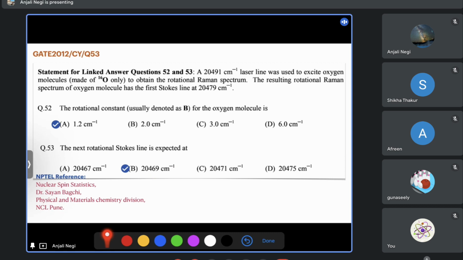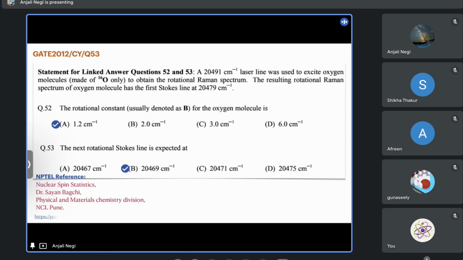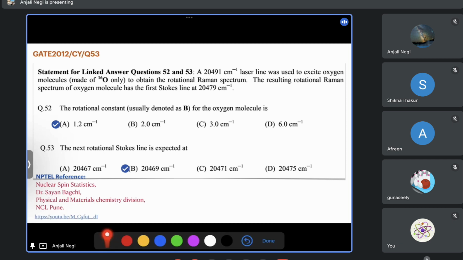And for this particular problem, you can go through this link, that is the nuclear spin statistics by Dr. Sayan Bakchi, Physical and Material Chemistry Division, NCL Pune. So this is the link. If you guys have any doubt, you can ask now.